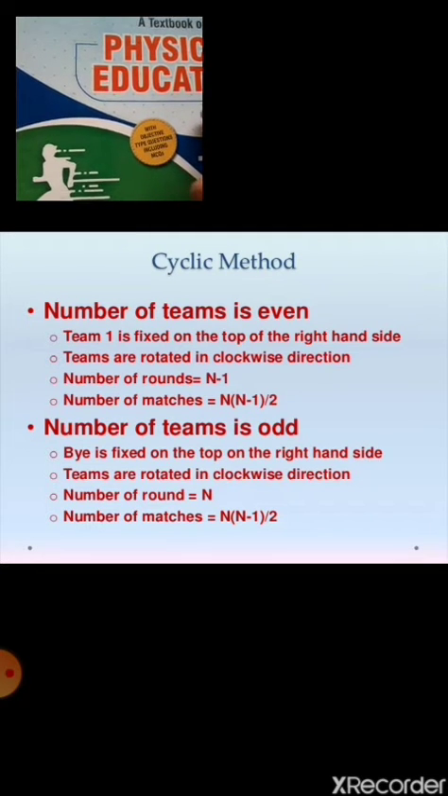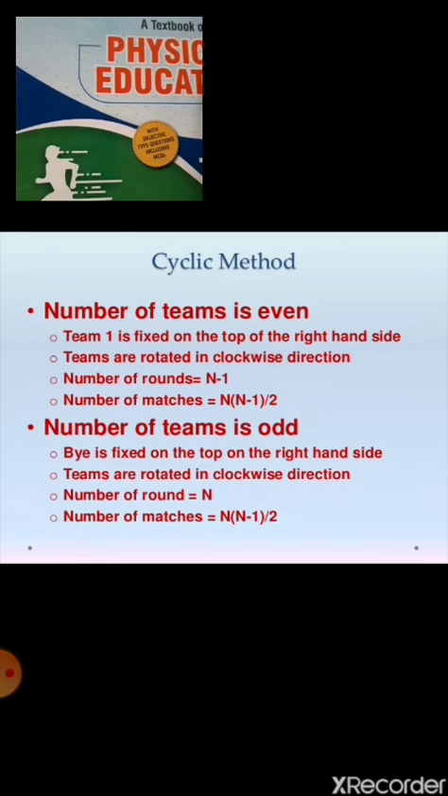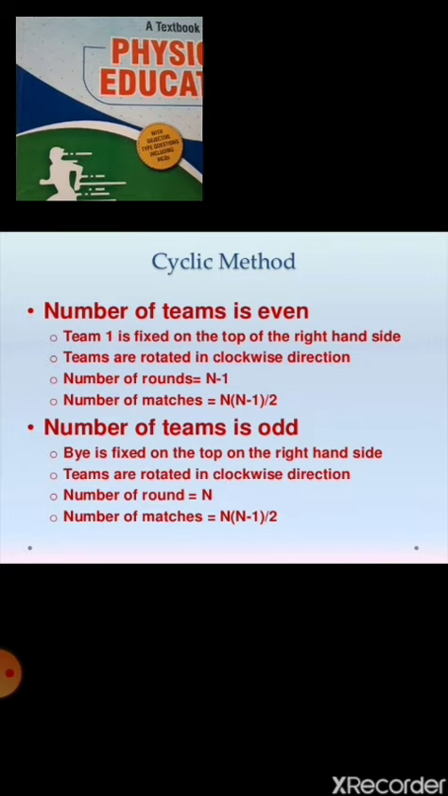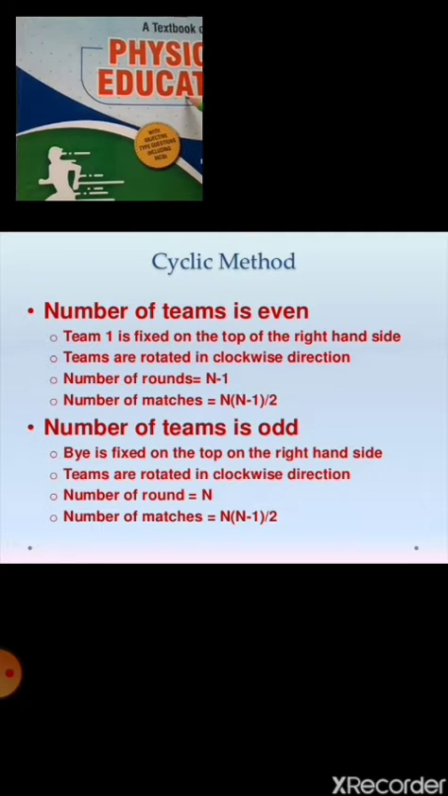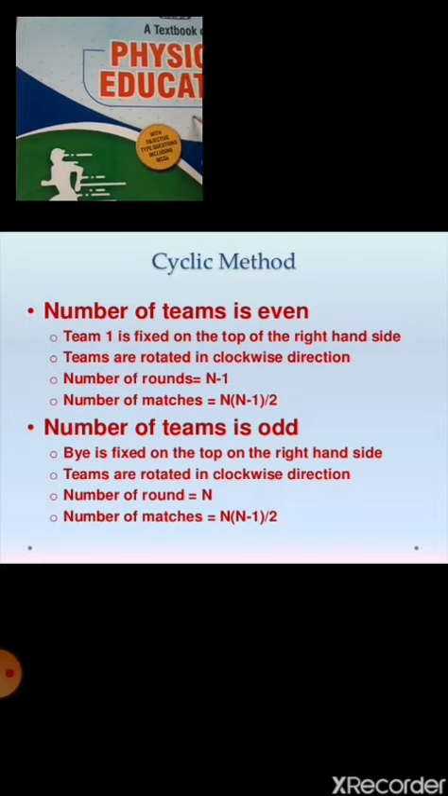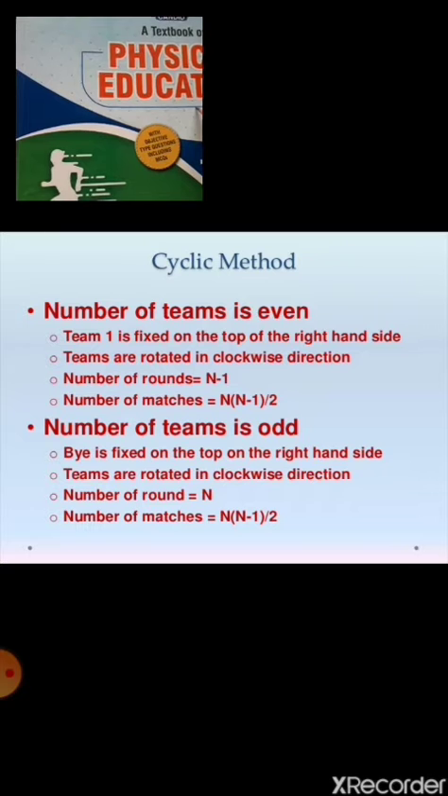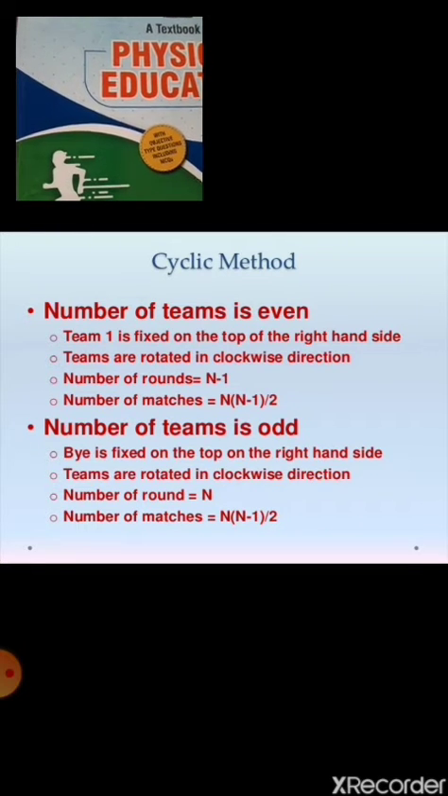For an odd number of teams, we again fix on the right hand side, we make a box and we write B on it. B is for the bye, and the rest of the teams are rotated in a clockwise direction. The number of rounds for an odd number of teams will be n. Suppose 5 teams are playing, so in the league tournament using the cyclic method the number of rounds will be 5 only. The number of matches will be calculated by using the same formula, n into n minus 1 upon 2. This method is used for the single league type of tournament.